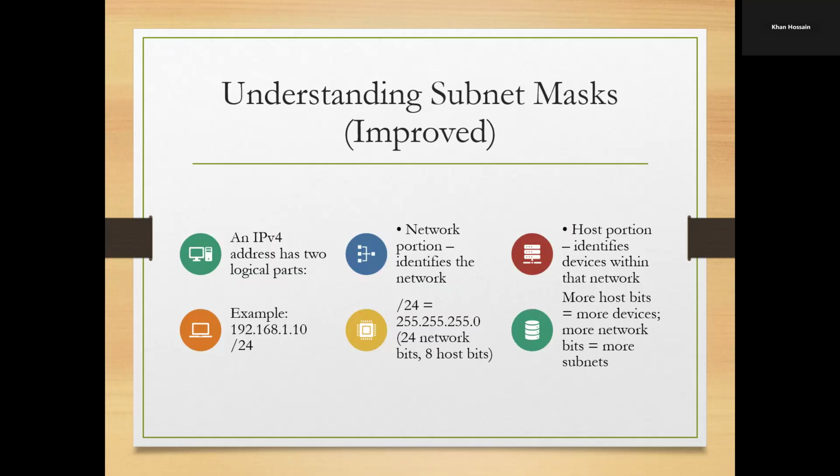Understanding the subnet mask. An IPv4 address consists of two parts, the network portion and the host portion. The host portion identifies the device within the network, and the network portion identifies the network. For example, /24 is 24 network bits and 8 host bits. The key concept is that more host bits equal more devices, and more network bits equal more subnets.